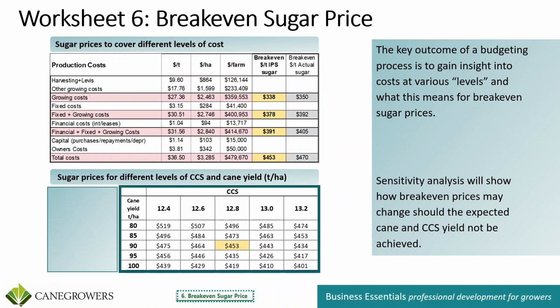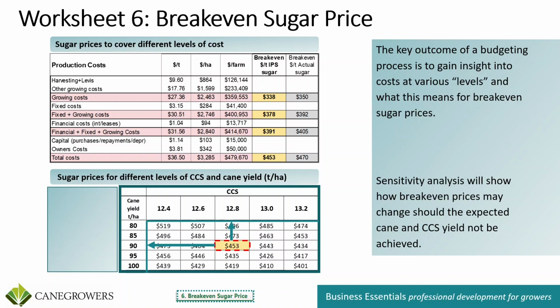The sensitivity table is similar to the table on worksheet 5, but instead of margin, this table shows the break-even sugar price required for different variations of CCS and cane yield. So in our example, the break-even IPS or pool sugar price is shown as $453 per tonne for our baseline estimate at 12.8 units CCS and 90 tonnes cane per hectare.